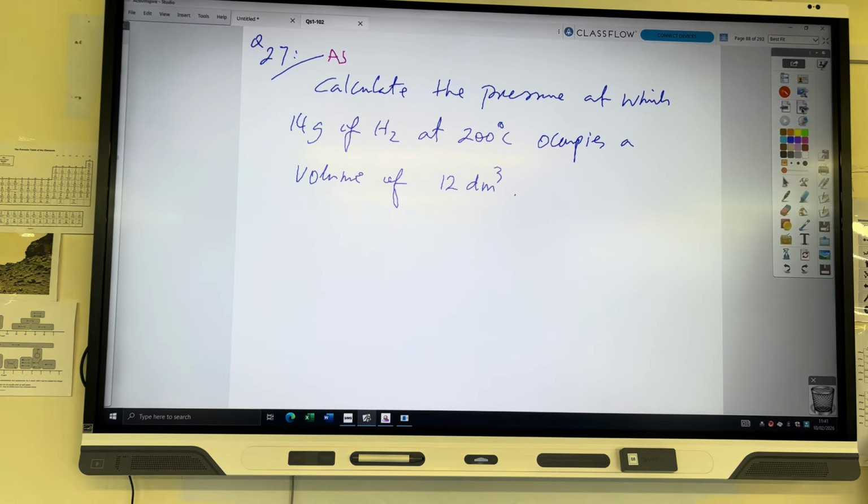Question 27, calculate the pressure at which 14 grams of hydrogen at 200 degrees Celsius occupies a volume of 12 decimeter cube. Three minutes for this.